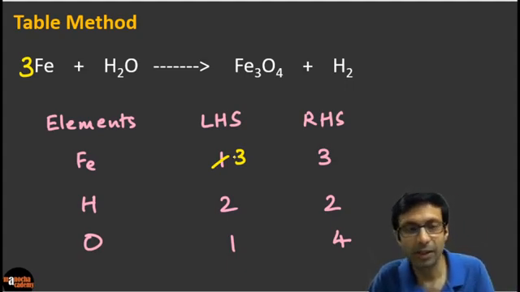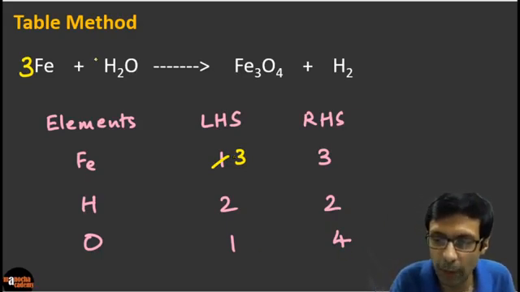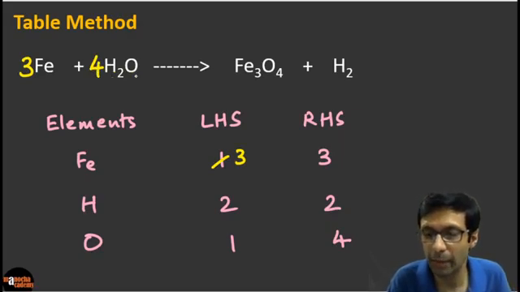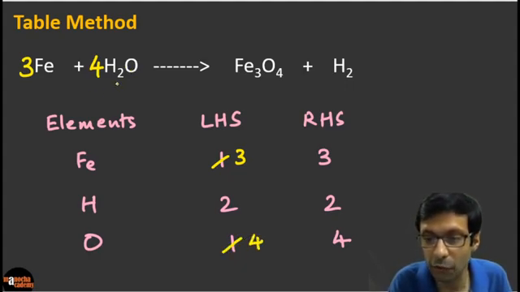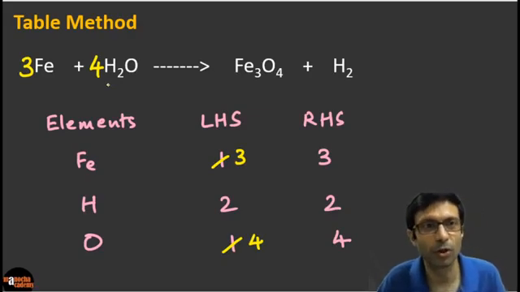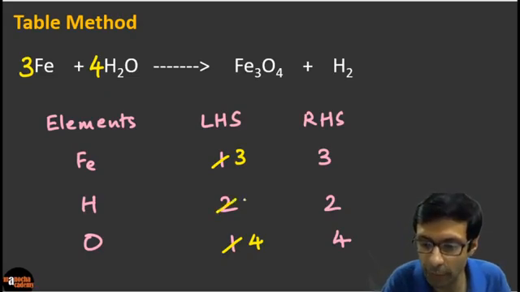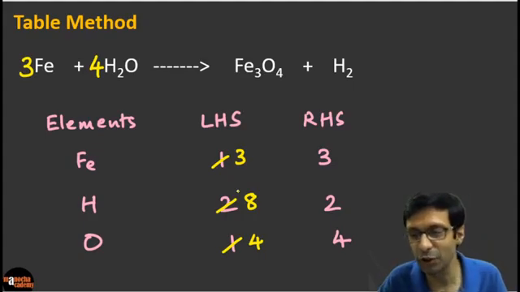Now the next one left is oxygen, right? So can you see oxygen is 4 on the right side? So to balance it, I need to multiply. I can't make any change to the formula. So I'll multiply by 4. So it's going to be 4 times 1. So that's 4. But note carefully, we have disturbed hydrogen because it's 4H2O. So 4 times 2, hydrogen is now going to become 8. Simple. Okay. But can you see that iron is balanced, oxygen is balanced, but hydrogen is not balanced.